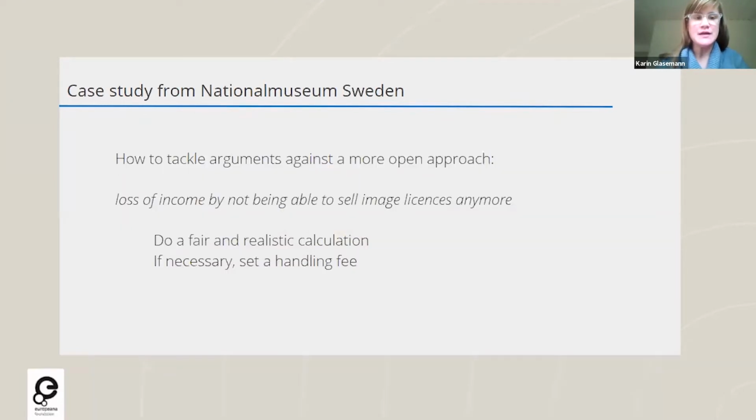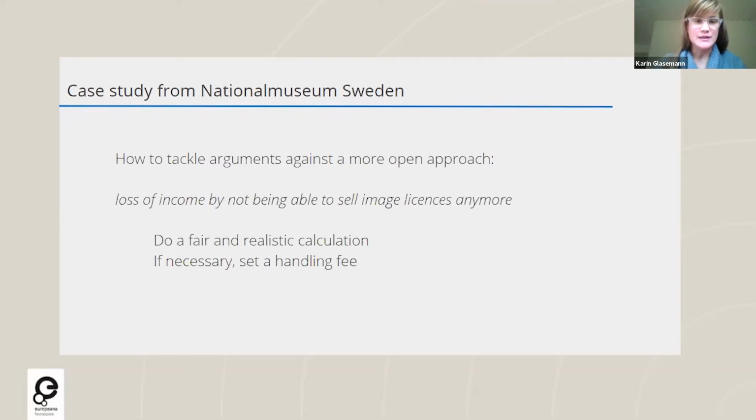So the next argument against the open approach that you might encounter will be the loss of income, that you're not being able to sell images anymore if you open up your collection. And we also experienced this discussion. It was a long and fierce discussion. In 2012, an internal report said that we should not stop selling images because we will lose too much money.